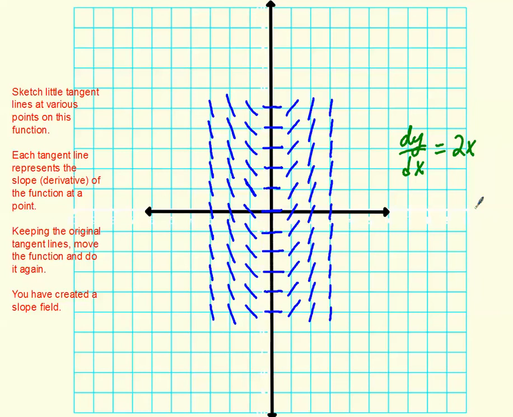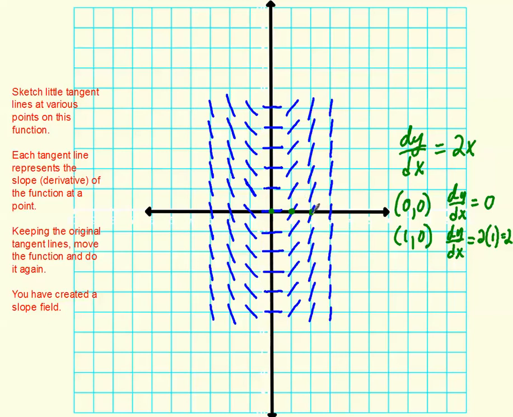If I look at a variety of points on the graph, such as the point 0, 0, well, dy/dx at the point 0, 0 is 0. Hence, the slope at the point 0, 0 is horizontal. The slope line is horizontal. The tangent line is horizontal. What about at the point 1, 0? Well, at the point 1, 0, dy/dx is 2 times 1, which is 2. So that little line has a slope of positive 2.